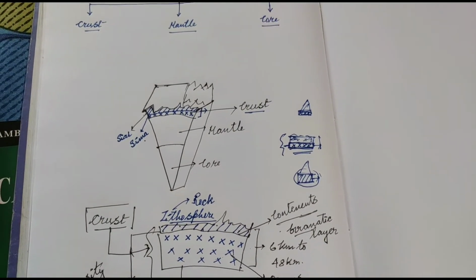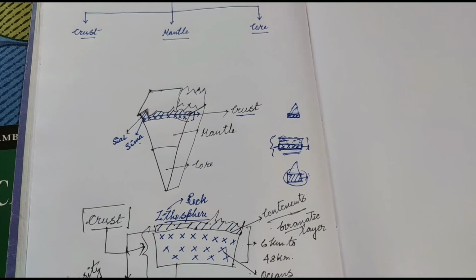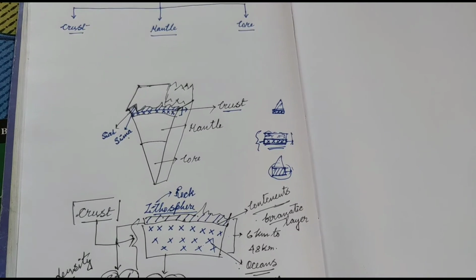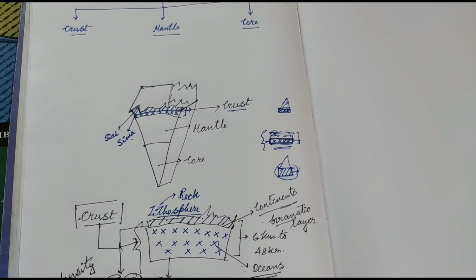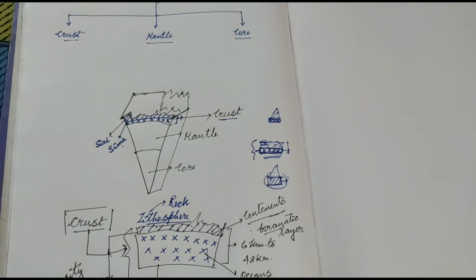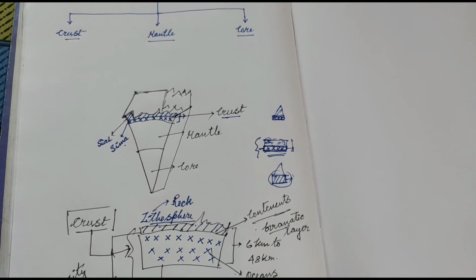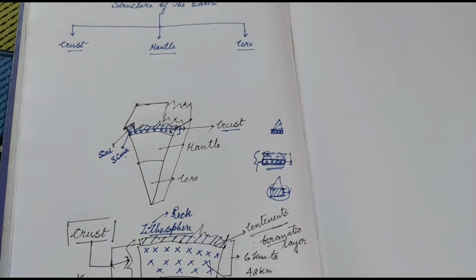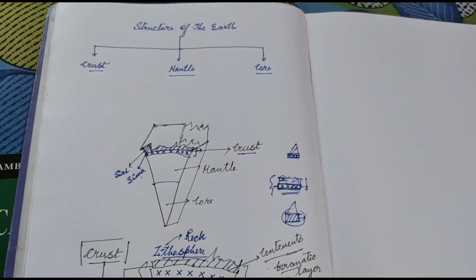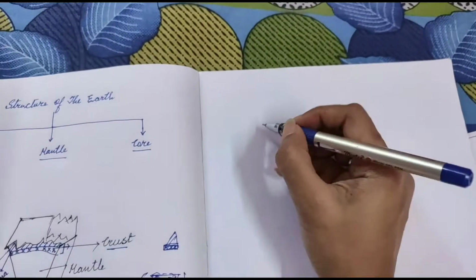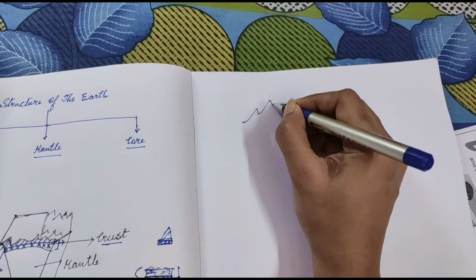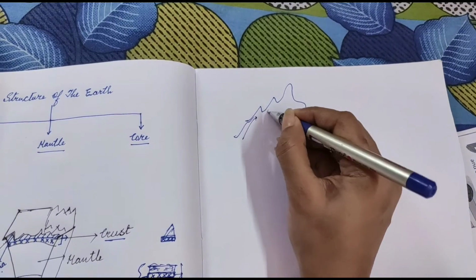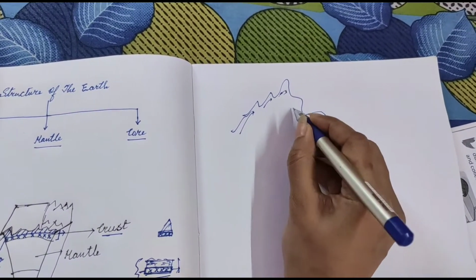And another thing, the upper part of the crust is made up of some sedimentary rocks also. The thickness of the sedimentary rocks continuously varies from 3.5 or 3.2 kilometer to 32 kilometer, near the folded mountain. Folded mountains are like this. These are the folded mountains.